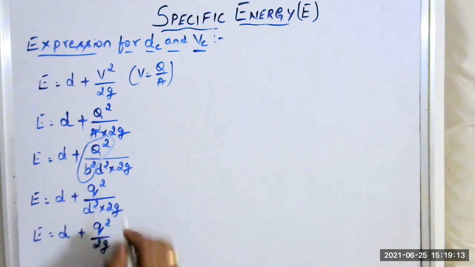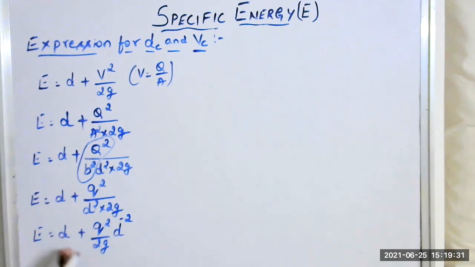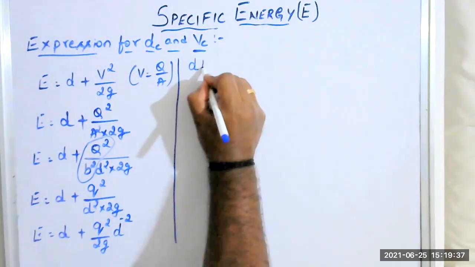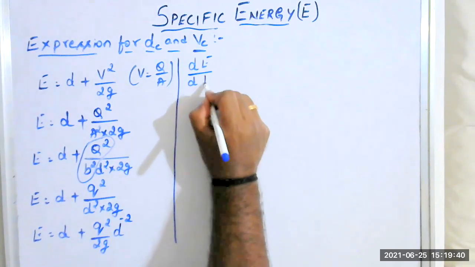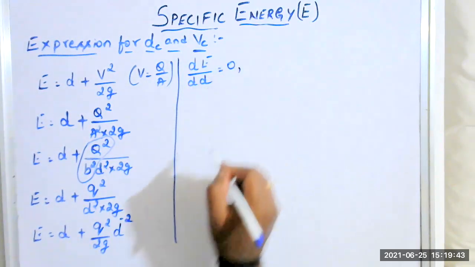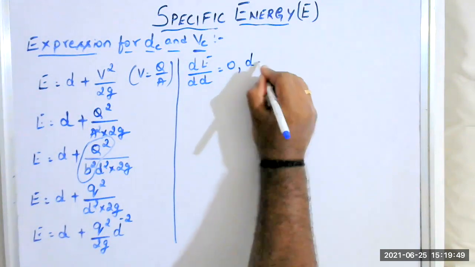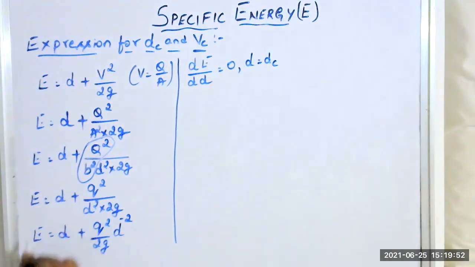Let me take this D square to the top. It becomes D power minus 2. Okay, so the depth becomes critical depth when the specific energy becomes minimum. So for the minimum specific energy, this depth will become the critical depth. Therefore, the condition is differentiation of the specific energy with respect to the depth should be equal to 0. Then the specific energy becomes minimum specific energy, and then the depth becomes critical depth.